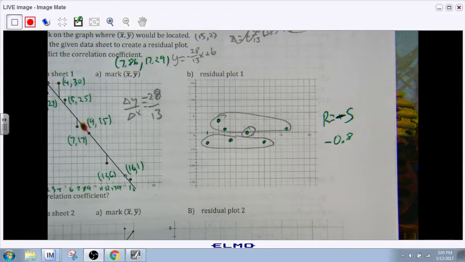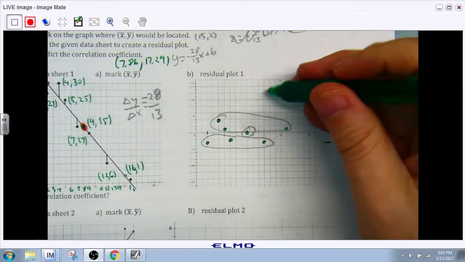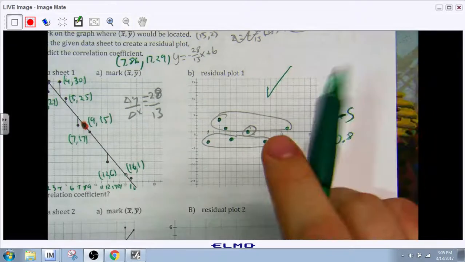But that's how we're going to do it. I give you guys permission to not use the equation and just eyeball it. Okay? Because that equation made me want to rip my eyes out.